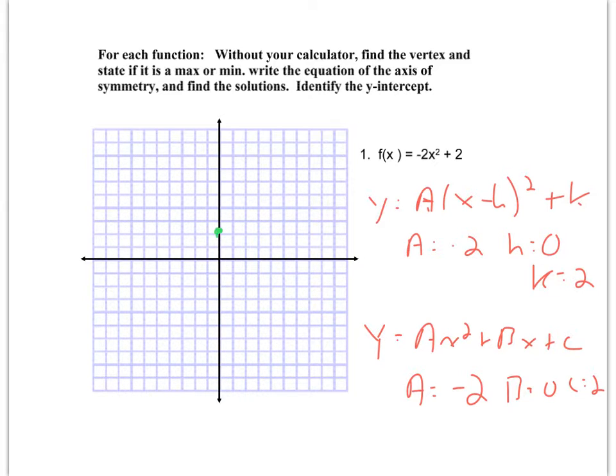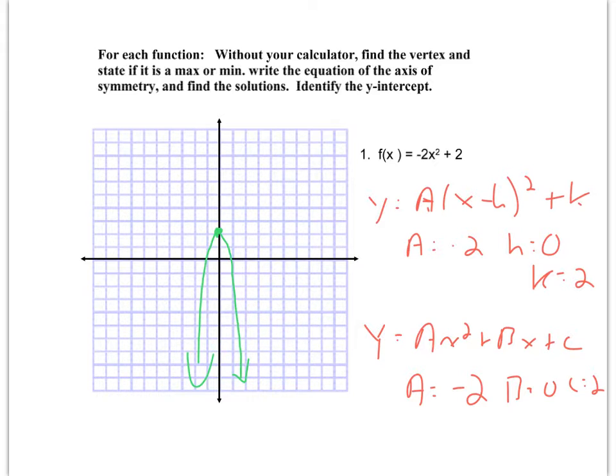And because my a is negative 2, this is going to go down. It's actually going to go down relatively fast because I have a vertical stretch of 2. Okay, so there is my parabola.